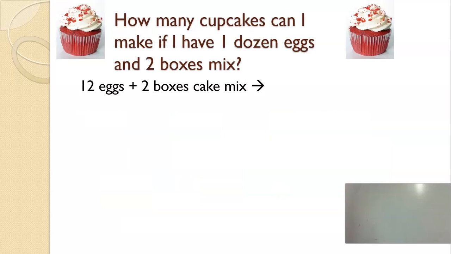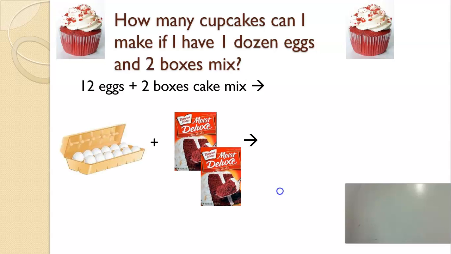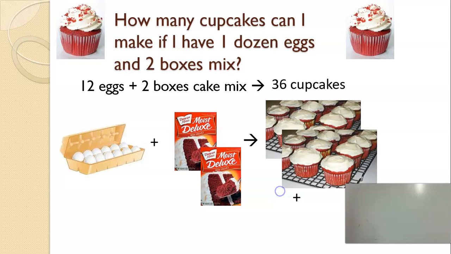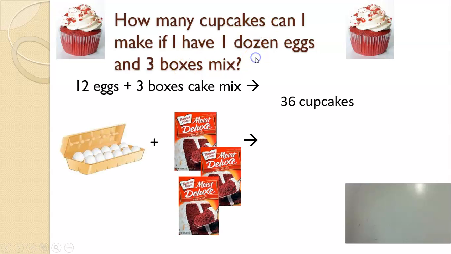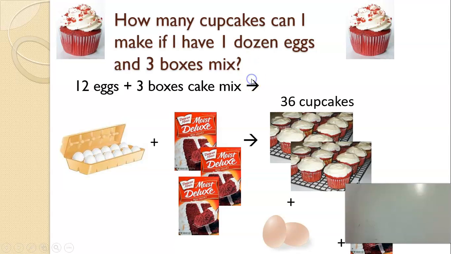How many cupcakes can I make, though, if I have a dozen eggs and 2 boxes of mix? Okay, I can still only make those 36 cupcakes, and I'll have 2 eggs left over because I only needed 10 eggs and 2 boxes of cake mix to make 36 cupcakes. Well, how many cupcakes can I make if I have a dozen eggs and 3 boxes of cake mix? Well, you still need 10 eggs and 2 boxes of mix to make 36 cupcakes. Does it matter that I have an extra box if I don't have enough eggs? No, it does not. It simply means I'm going to have a lot of cake mix left over and still that couple of eggs.